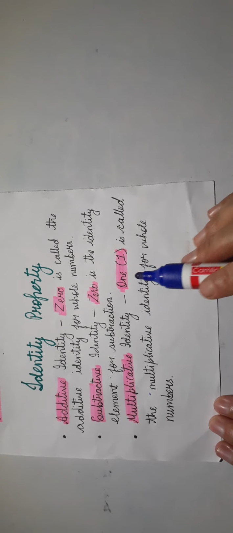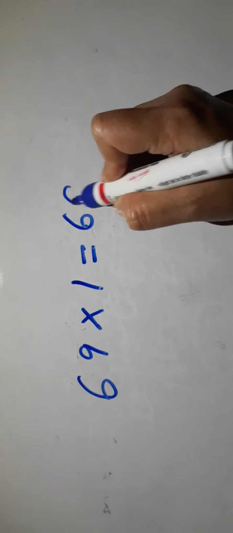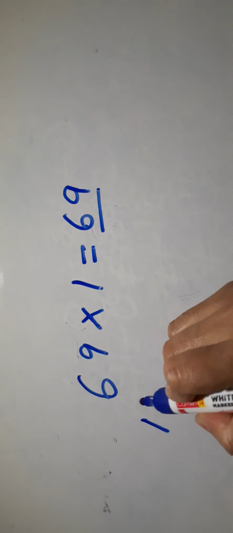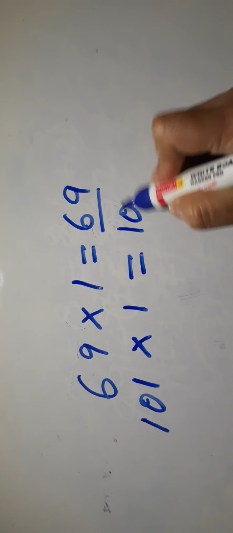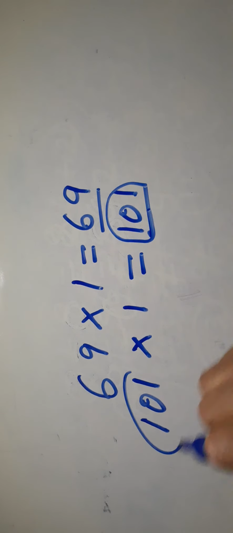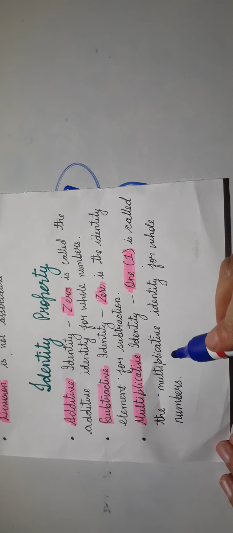Multiplicative identity. 1 is called the multiplicative identity for a whole number. Why is 1 called the multiplicative identity? Because if we take any whole number and multiply it with 1, our product will always be that same whole number. Another example, here is a whole number. If I multiply it with 1, I still get the same whole number. See, the same whole number here. So that's why 1 is called the multiplicative identity for whole numbers.